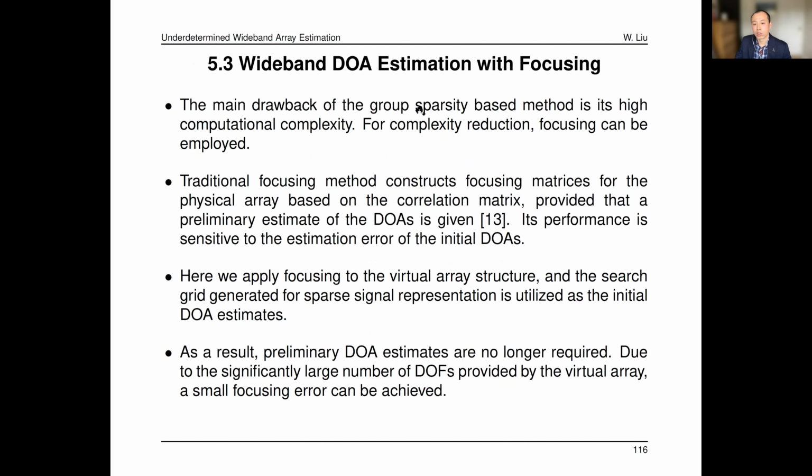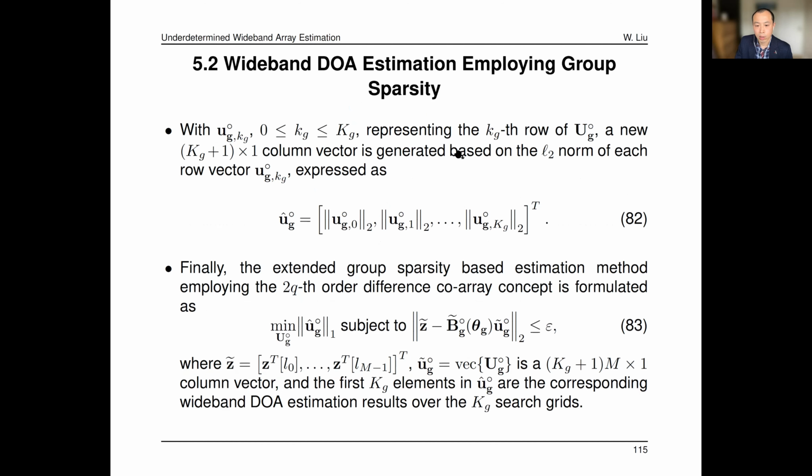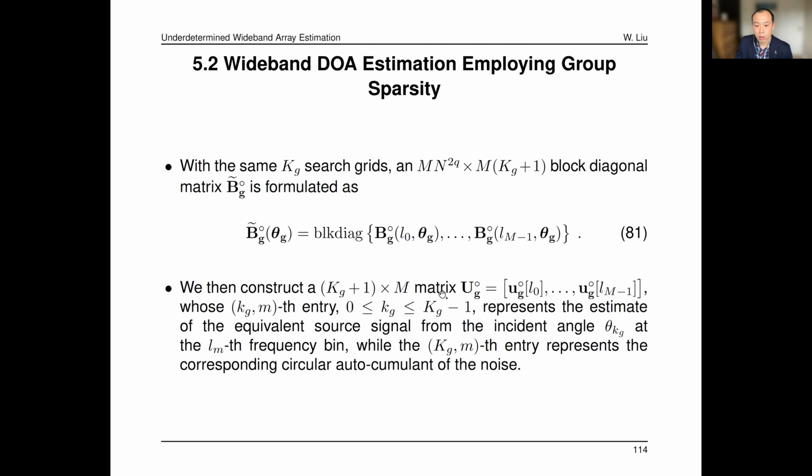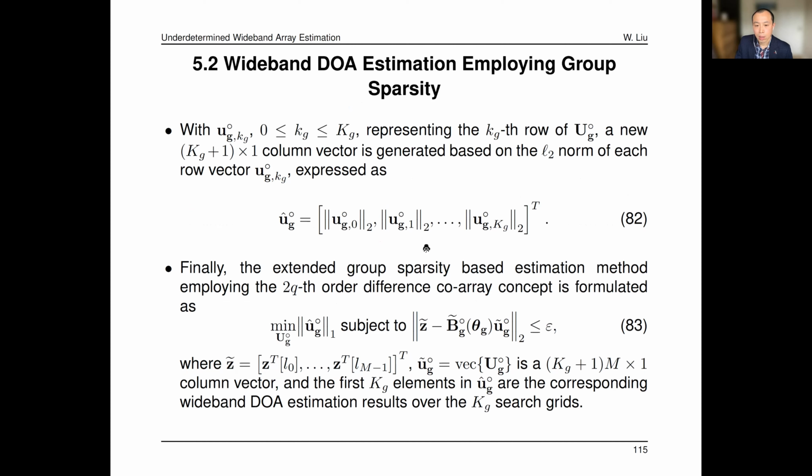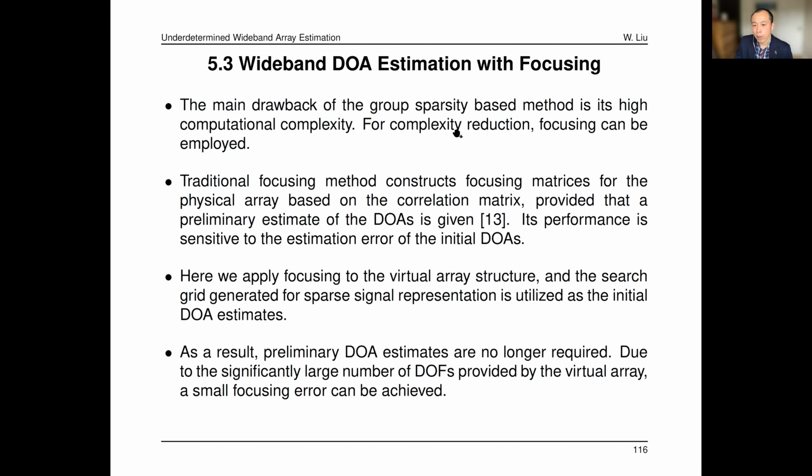And the main drawback of this group sparsity-based method is this high computational complexity, right? Because this is a very big matrix. This is a very big matrix, right? And for complexity reduction, we can use focusing, right?